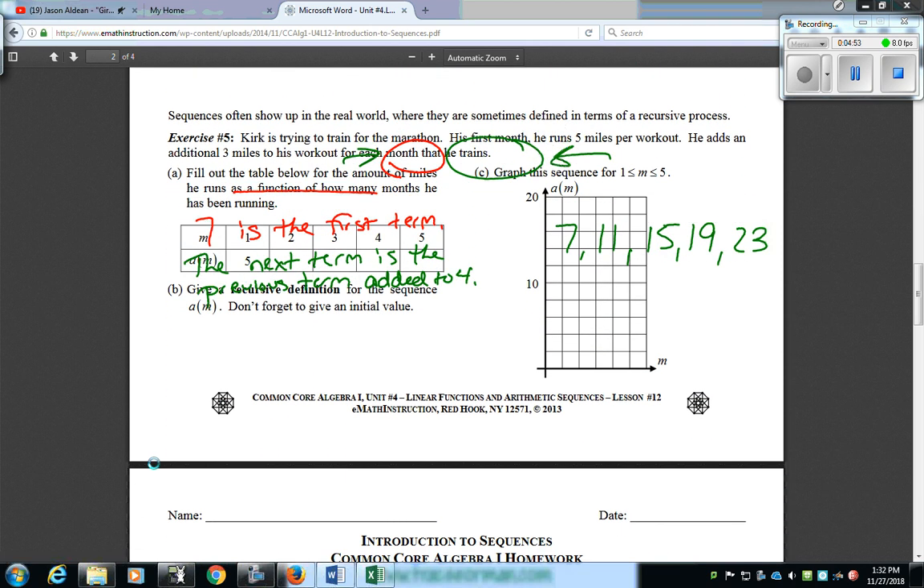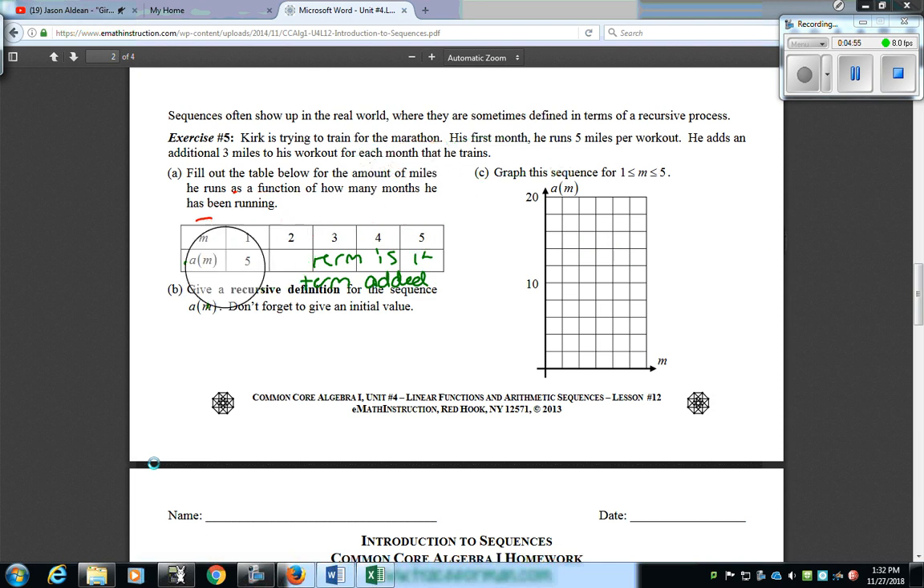Moving on, exercise 5 asks us to create something, and it's fairly similar to linear functions. It says Kirk is trying to train for a marathon. His first month he runs 5 miles. He adds 3 miles each month. That would mean that every month is getting increased by 3, which is very similar to what a linear function is. Those are the amounts he's going to run each month. And for the recursive definition, we know that the first term is going to be 5. And then to get the next term, a of n, you take the last term, which would be a of n minus 1, and then you're adding 3 to it.